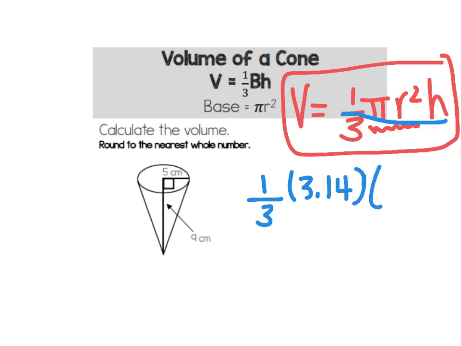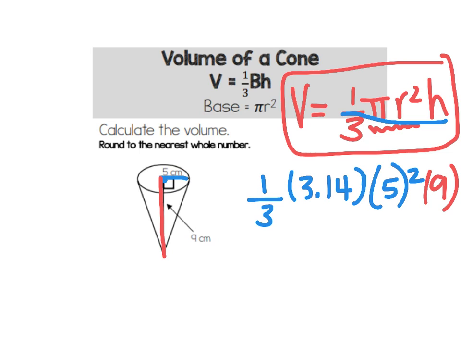R is the radius. So in this picture, the circle at the top of the cone, the radius would be part of this right triangle here. That would be 5, so r squared is 5 squared. And then the height is right here, which is 9.